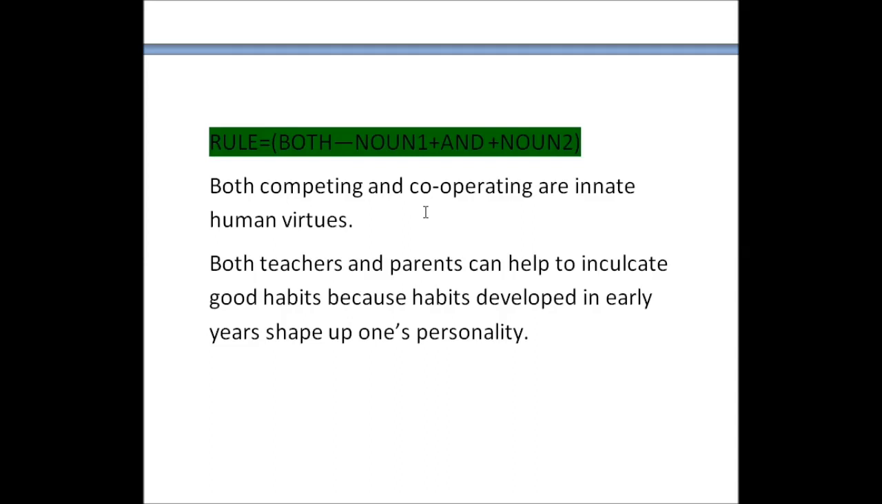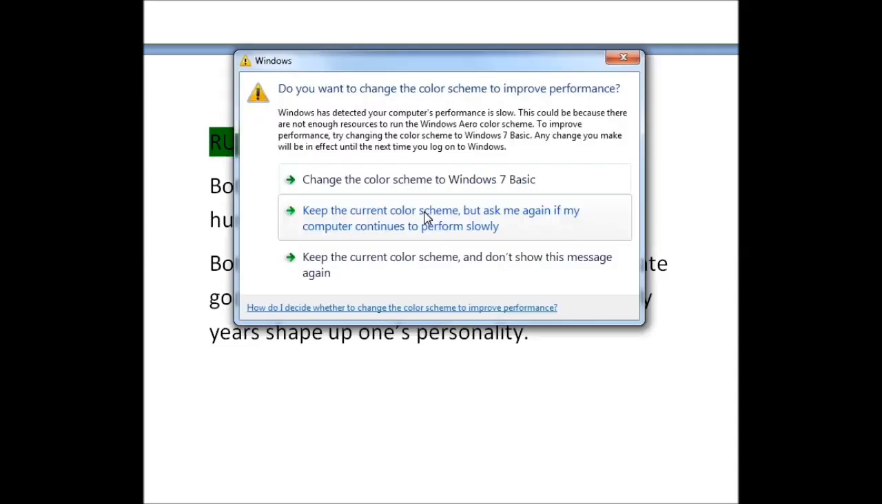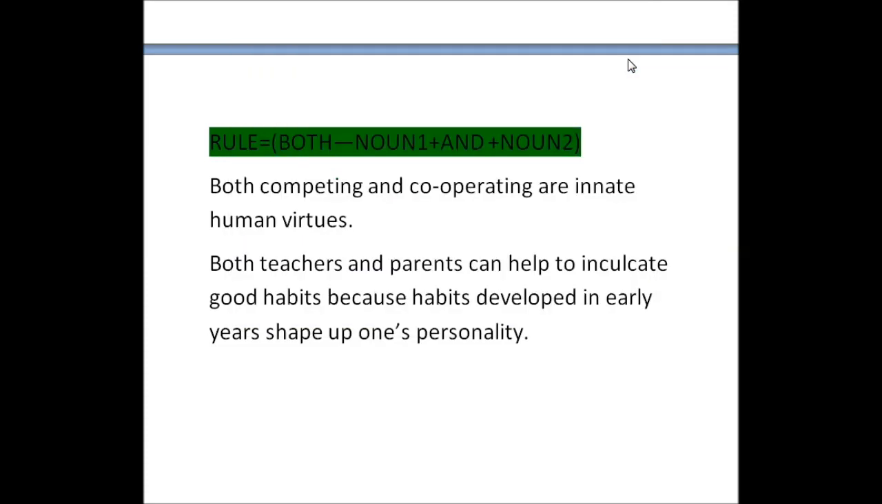The next sentence, both teachers and parents can help to inculcate good habits because habits developed in early years shape up one's personality. So in this, teachers and parents are both nouns, teachers noun number one, parents noun number two. So we have combined them by using both and.